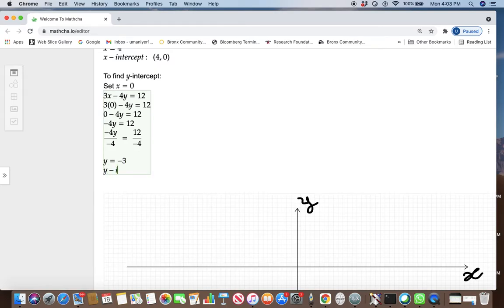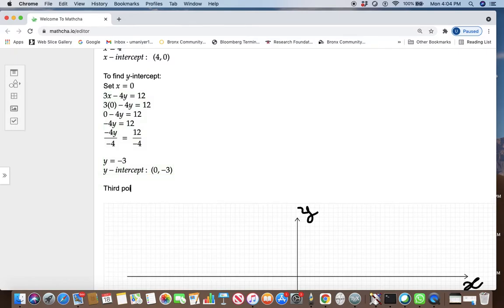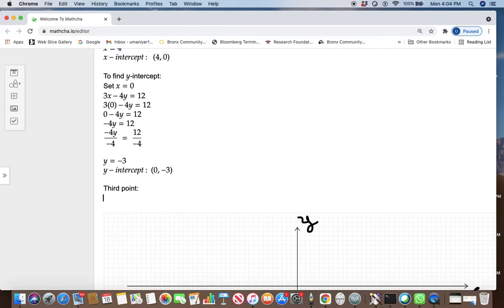So you found your y-intercept. The x coordinate is 0 and the y coordinate is negative 3. Alright, so this is your y-intercept. So you now have an x-intercept and a y-intercept. Let's find a third point. For the third point, you can set x or y to something other than 0.